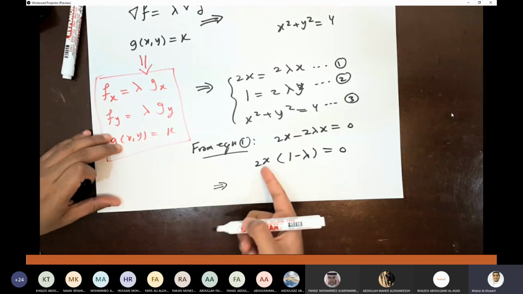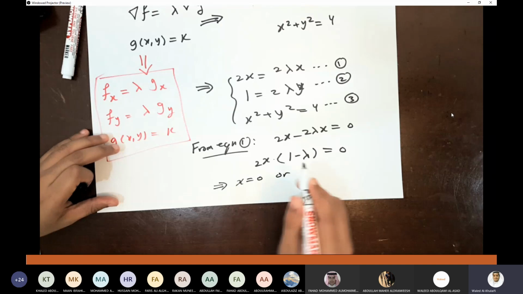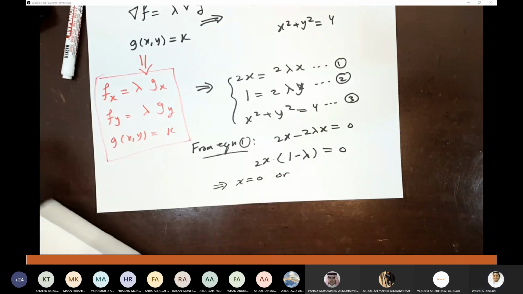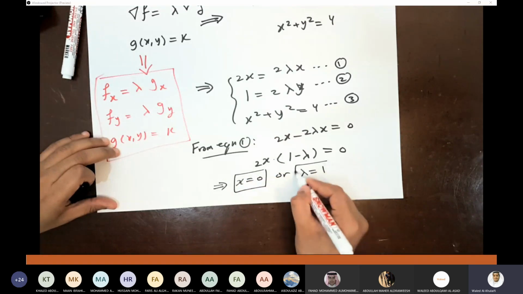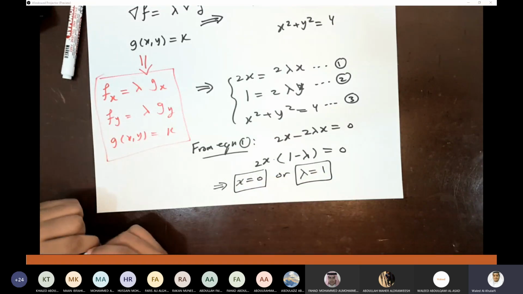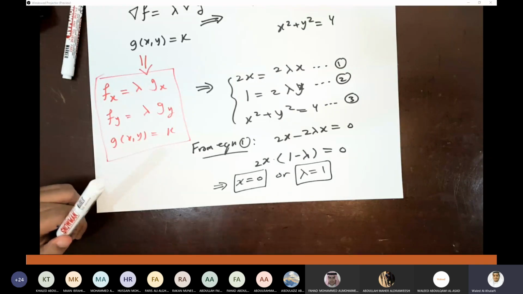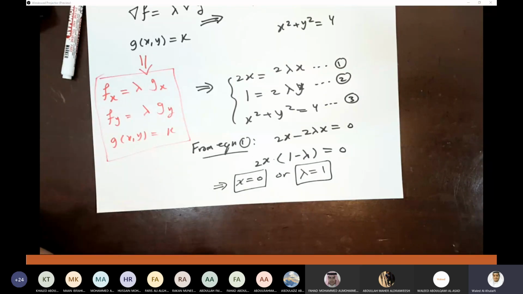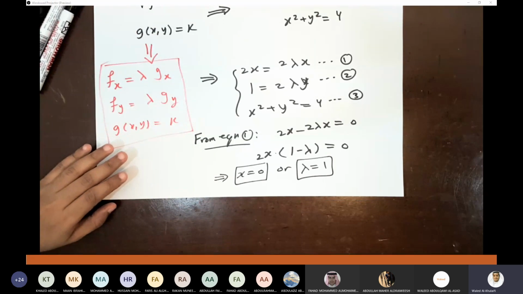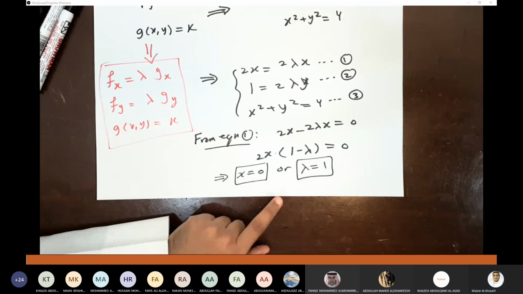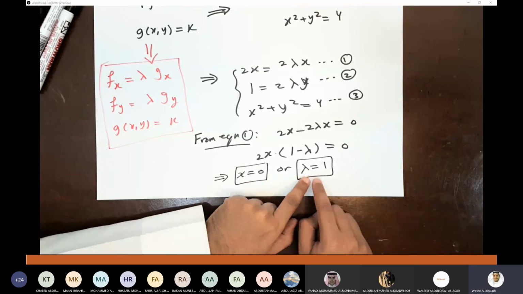How many cases do I have here? I have either x equals 0 or lambda equals 1. So we have two cases, and I have to study each case. If there is something I have to exclude, I exclude it; if something I have to include, I include it. So I take everything we have. Now I take x equals 0 and continue, and then take lambda equals 1 and see what I will get.